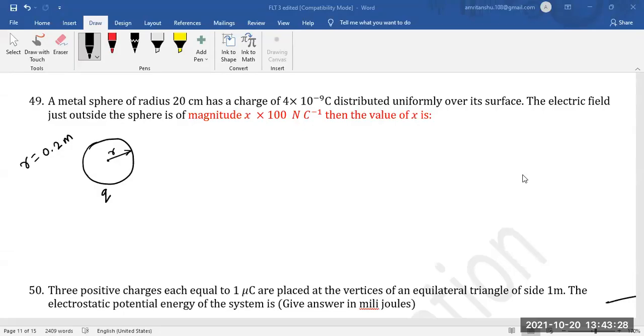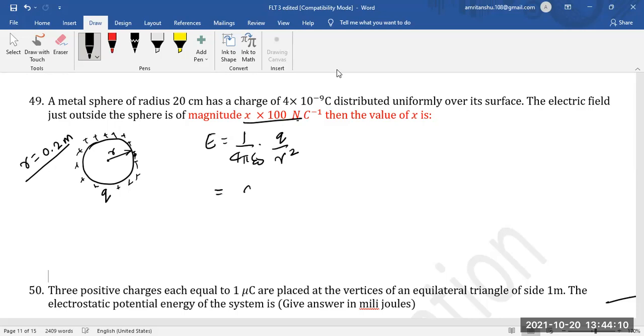So in this question, we're given a metal sphere of radius 20 centimeter and the charge which is distributed. Obviously, it has to be distributed over it. It can't be inside it, correct? Uniformly over its surface. The electric field just outside is given as this. For a sphere, the electric field just outside is given by 1 upon 4 pi epsilon naught q by r square.